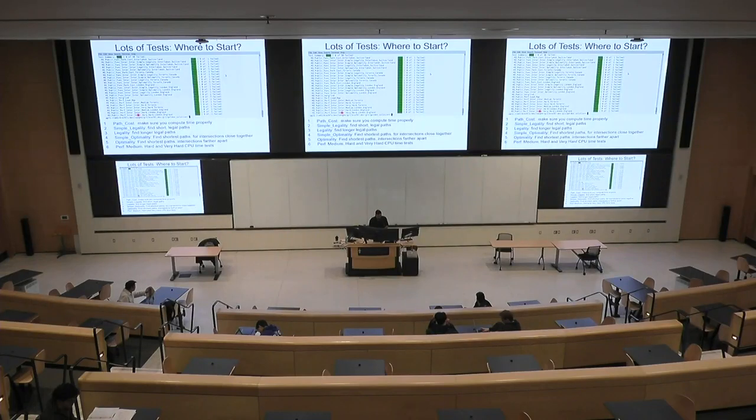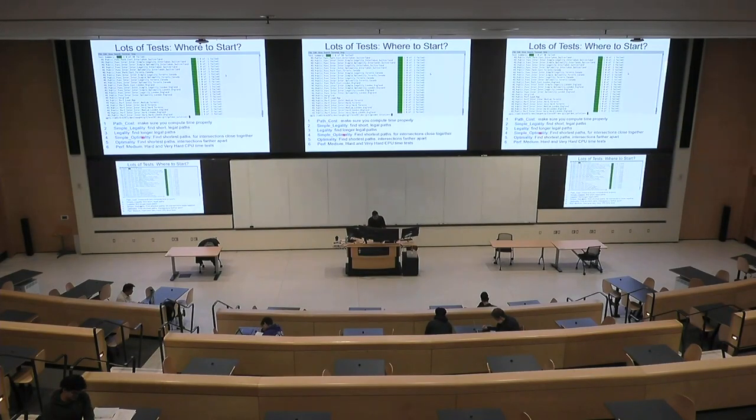Then there are the legality paths, which are similar to simple legality, but these are nodes that are further away from each other. So again, these don't necessarily test the optimality of the path. They just test that you are able to find a path, even if the intersections are very far from each other.